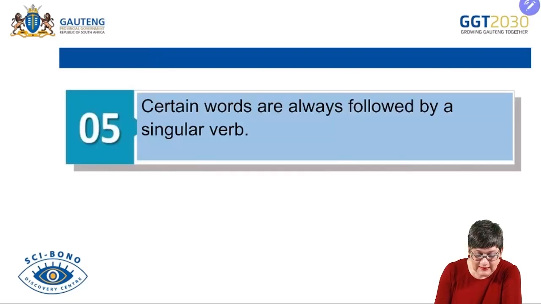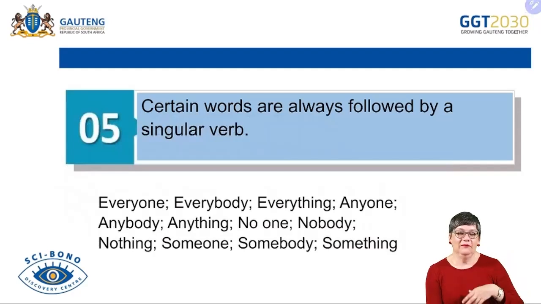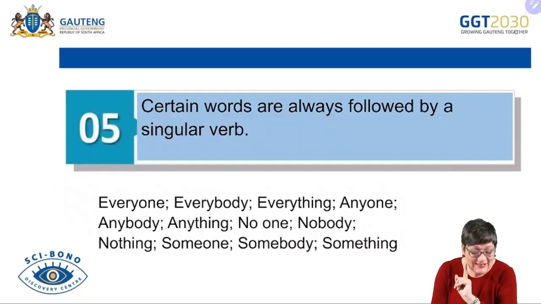Right. Let's see. Now, rule number 5 says there are certain words that are followed by a singular verb. Again, now look at these words we're looking at. Everyone, everybody, no one, nobody. Do you remember these words? Can you remember? It was the indefinite pronouns we talked about. Now, these guys, someone, somebody, something, always take a singular verb. Remember that. Always take a singular.